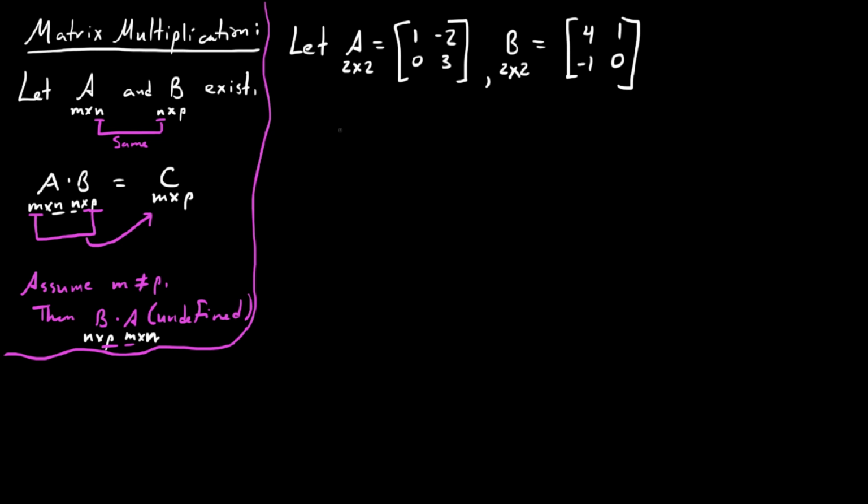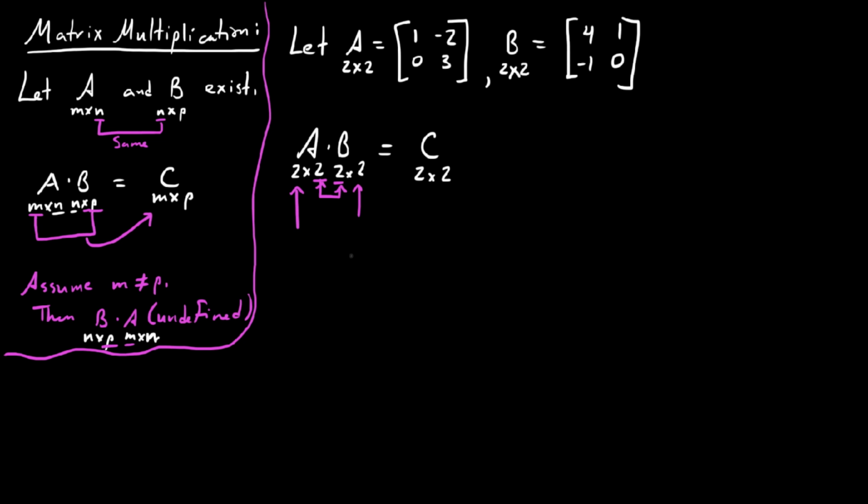So what we're interested in finding is the product of A times B. First thing we want to notice is this. We get a 2 by 2 times a 2 by 2, so our inner dimensions do match. Since these match, it is defined, and we're going to get some new matrix that has the outer two dimensions as its dimensions. So we're going to get some C that is a 2 by 2.